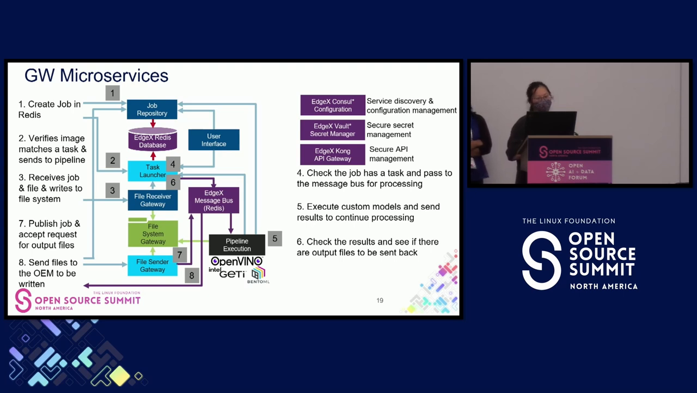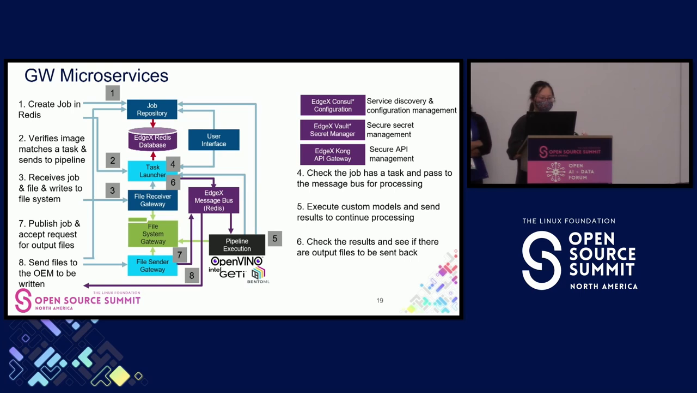Jumping to the other side, again, our task launcher is going to help us check that the job has a task and pass the information to the message bus for processing. Finally, we get to our processing step, and this is our pipeline execution number five. This is where we're going to run the model and any inferencing that needs to happen and get those results and potential output files to send them back to the task launcher.